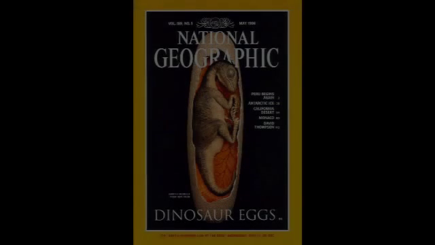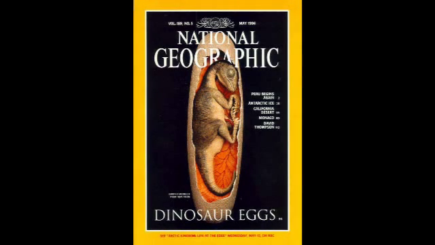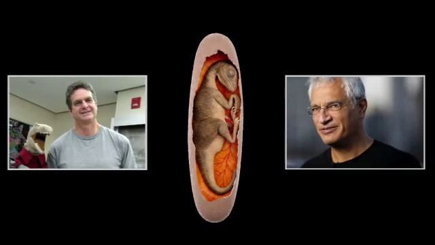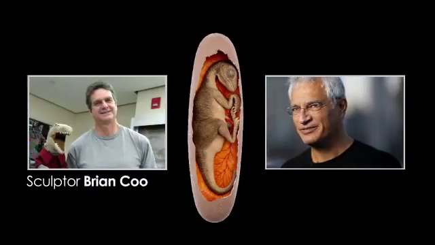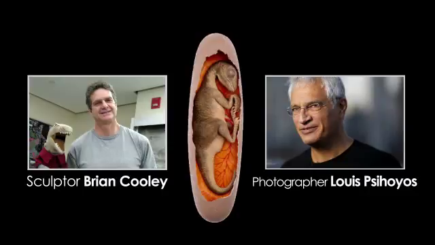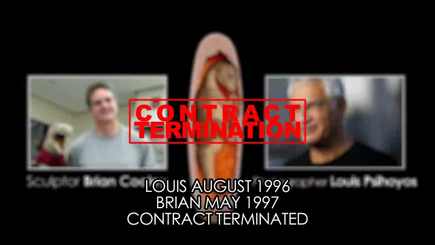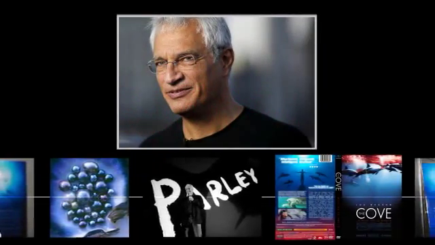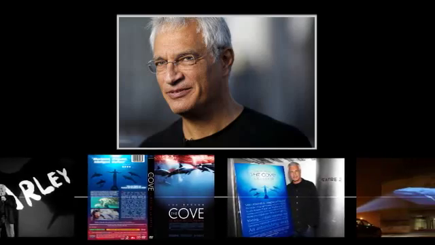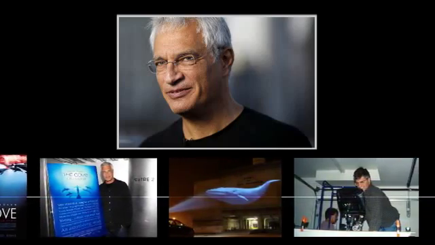This photo, published in National Geographic in May 1996, is a photograph of a sculpture similar to the actual dinosaur embryo fossil. Brian Cooley, the sculptor, and Luis Hoyos, the photographer, participated in this project. Brian created the dinosaur egg sculpture, and Luis took the photograph of Brian's work. When Luis regained the copyright according to the contract, he allowed the use of his photograph by a third party for a fee. He also used this photograph in his book and sold the digital version of the photo.